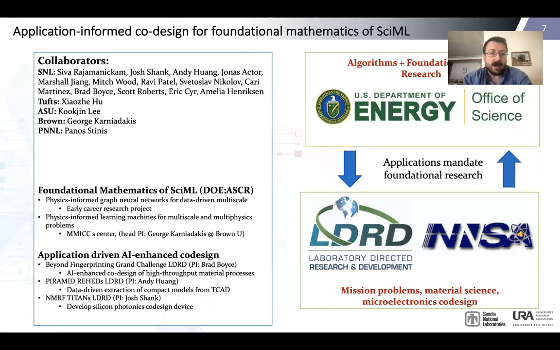So in my group, we primarily focus on mathematical foundations of scientific machine learning. And the work I'm going to present today comes from my DOE early career project and also a MMICC center that I'm a part of with George Karniadakis at Brown. But for the last year or so, we've been embedded in different microelectronics co-design problems around the lab, where the electrical engineers and the physicists are telling us, this is what we need to design. These are the physics that are at play, and this is how we need the machine learning to work. And then we went off and we developed tools that attempted to meet those needs.